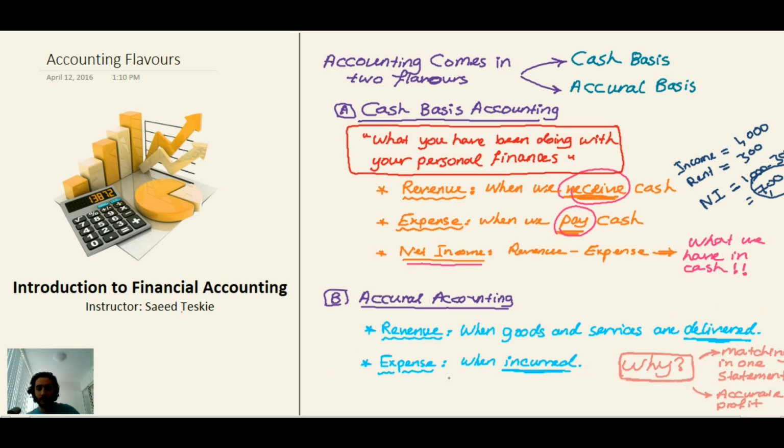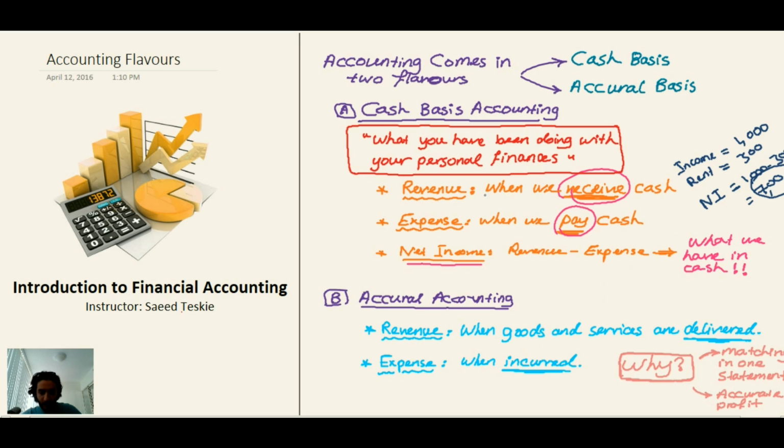For example, for this month we have the rent is 300, but we didn't pay it yet. In cash basis accounting, because we didn't pay the cash, the net income will be 1,000. We only received 1,000 in income, and we don't have any cash outflow, so the net income in cash basis accounting will be 1,000. But in accrual basis accounting, because the expense has been incurred on us but we didn't pay it yet, we have to record 300 expense for rent.